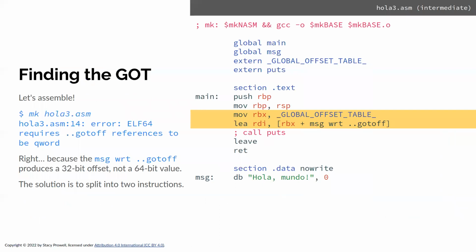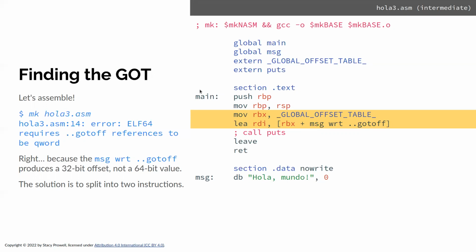Hooray. How do I find the GOT? I assemble my code. Right, here we go. Here it is. I take the address of the global offset table. I put it in RBX. Now, RBX is a callee saved register.